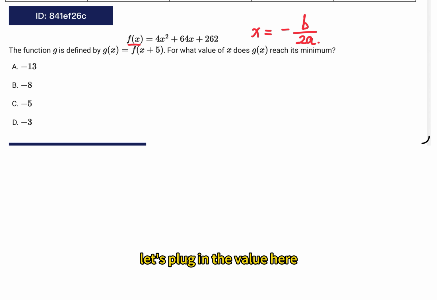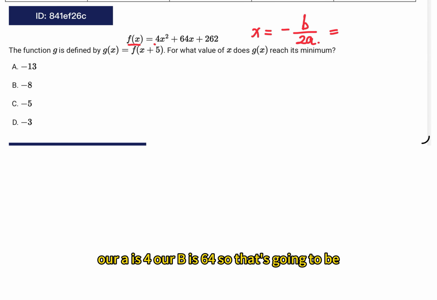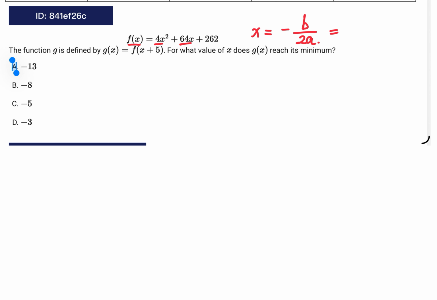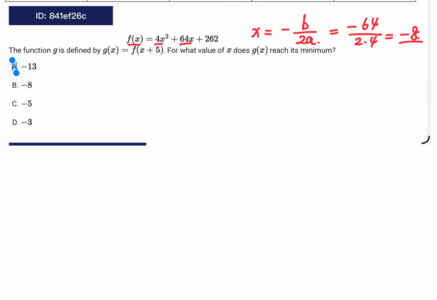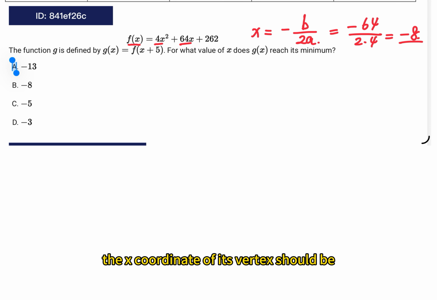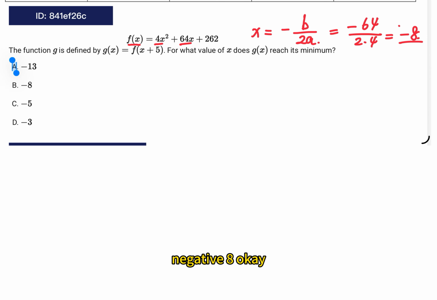Let's plug in the value here. Our a is 4, our b is 64, so that's going to be negative 64 divided by 2 times 4, okay? Which is negative 8. We know that the x-coordinate of its vertex should be negative 8, okay?